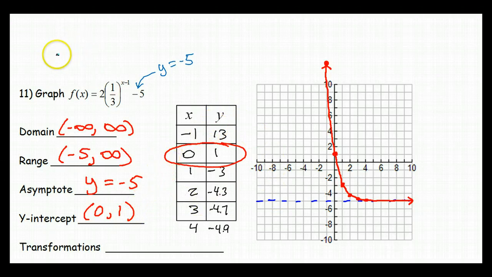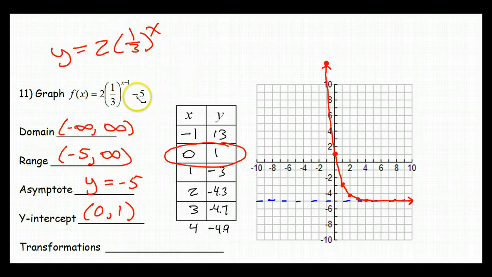Transformations. Compared to the parent function of just 2 times 1/3 to the x power, this has 2 transformations. This -5 on the end is going to drop us down 5. So that's one transformation. This -1 in the exponent is going to move us to the right 1. So this on the end works just like you would think. A negative makes you go down, a positive makes you go up.